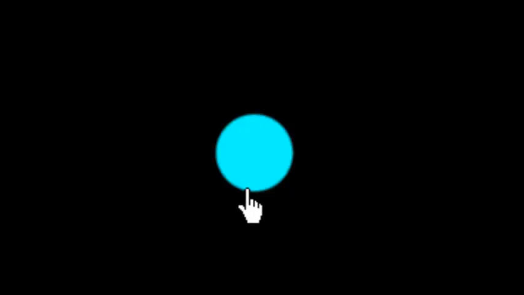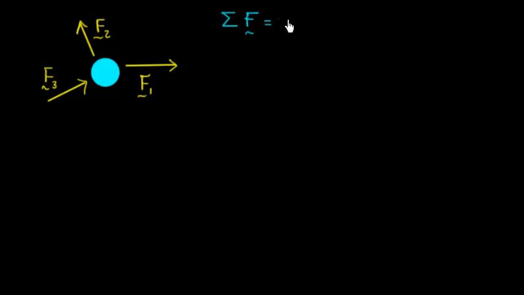Alright, so let's suppose we have an object here, a particle if you like, and applied to this object are a bunch of forces. Now our good friend Newton tells us that if we sum up all the forces, add them together, then this is equal to mass times the acceleration of the object.